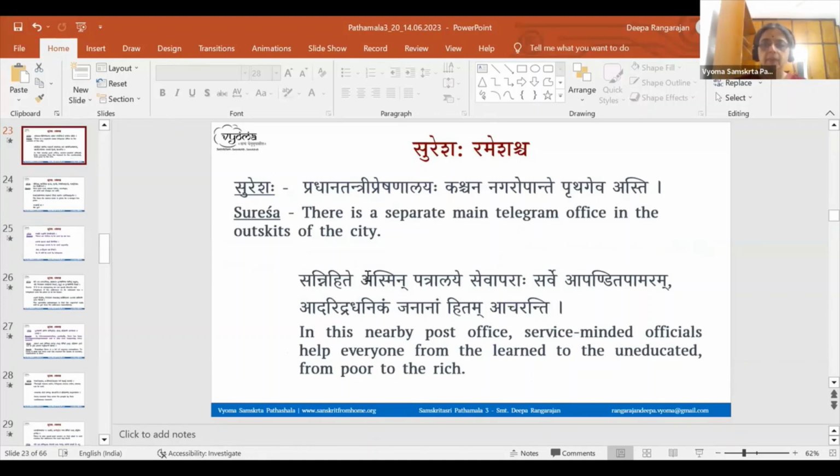Here, apandita pamaram adaridra dhanikam is an adverb. It is not qualifying janana. So it is usually in Napumsakalinga ekavachanam. So what kind of service are they doing? It is a service to all people irrespective of their status of education or wealth. So here it is an adverb to hitam acharanti and not an adjective to janana. That is why it is not in Shashti Bahuvachana.